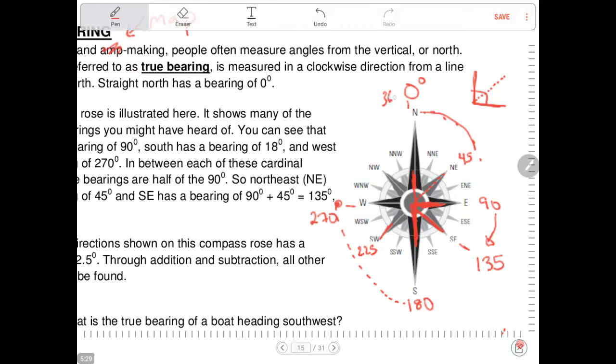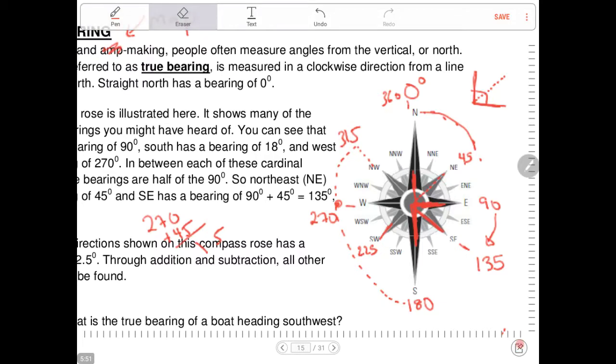And if you follow this logic, again, northwest, as you can see, is in between 270 and back up to 360. So if you want to get to northwest, you take 270 and you add 45 degrees. So 270 plus 45 is going to give you 315 degrees.